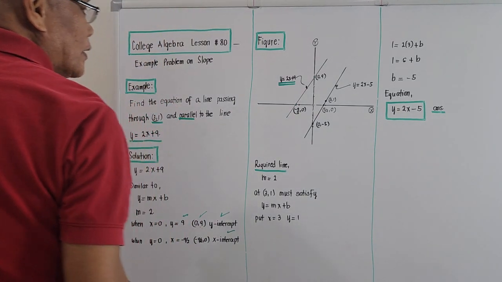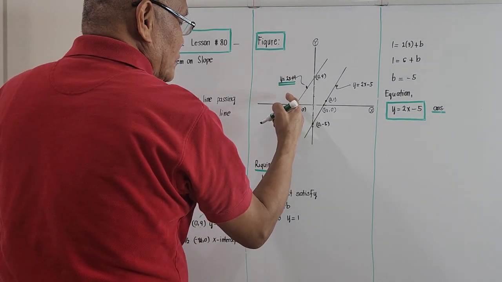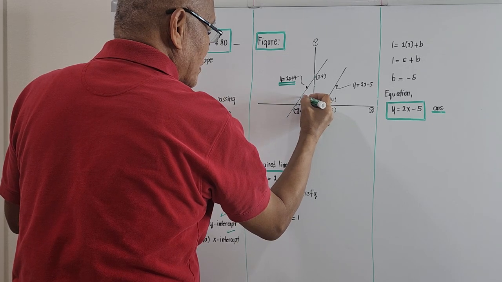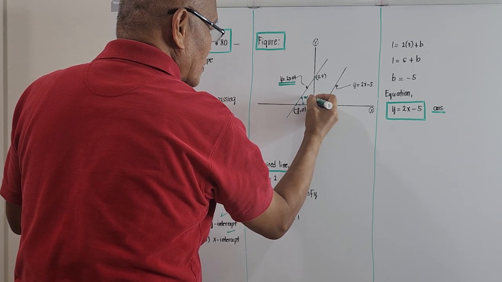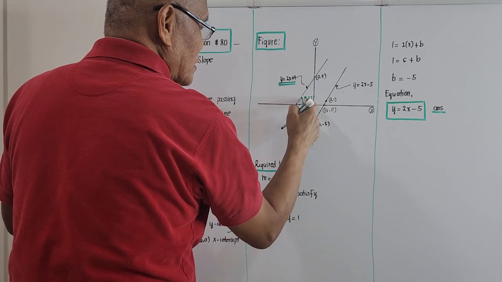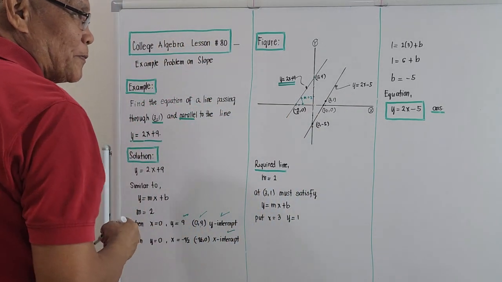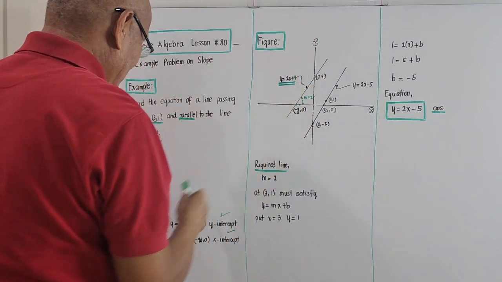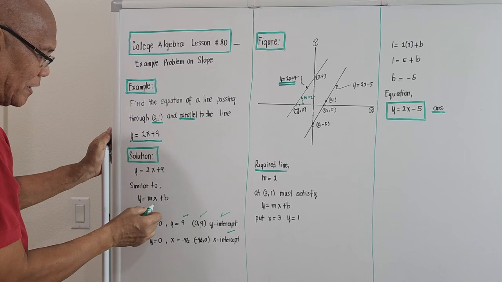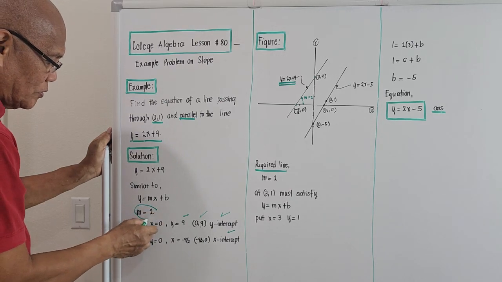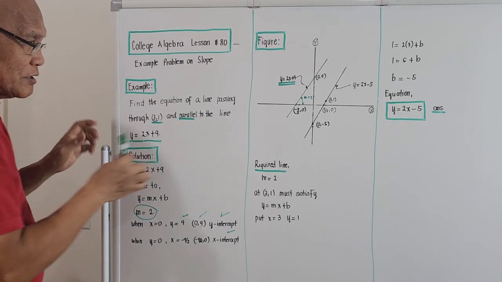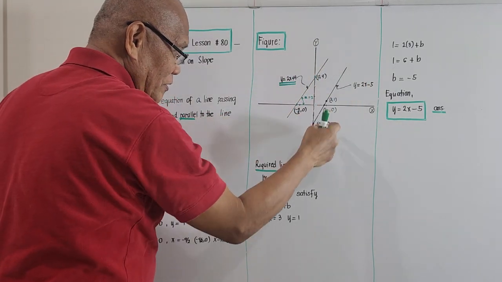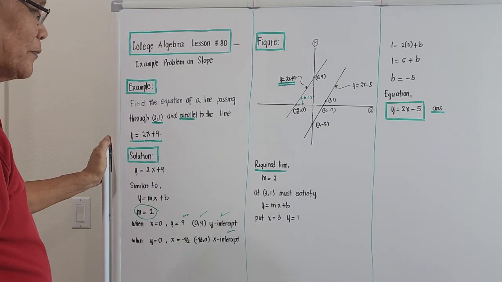What's next? The slope of this line is actually m is equal to 2. They call this slope upwards to the right. The slope of the line is actually m is equal to a positive 2. Meaning the line is upwards to the right. It falls under the first quadrant, right?